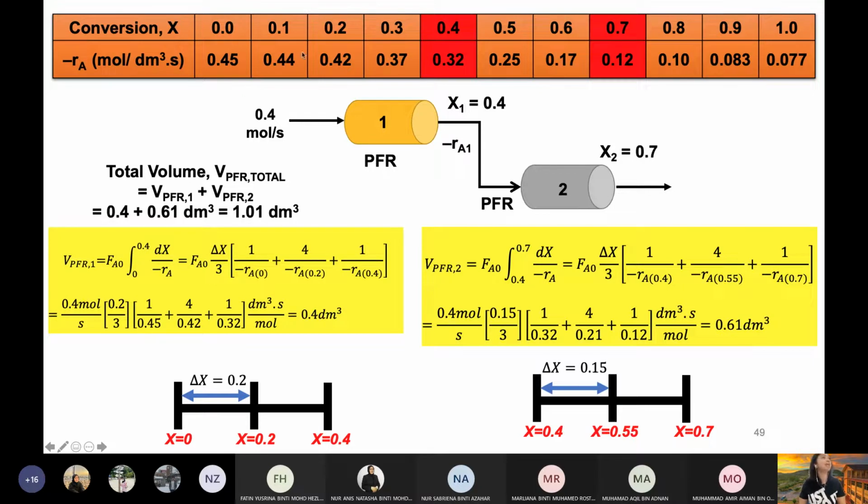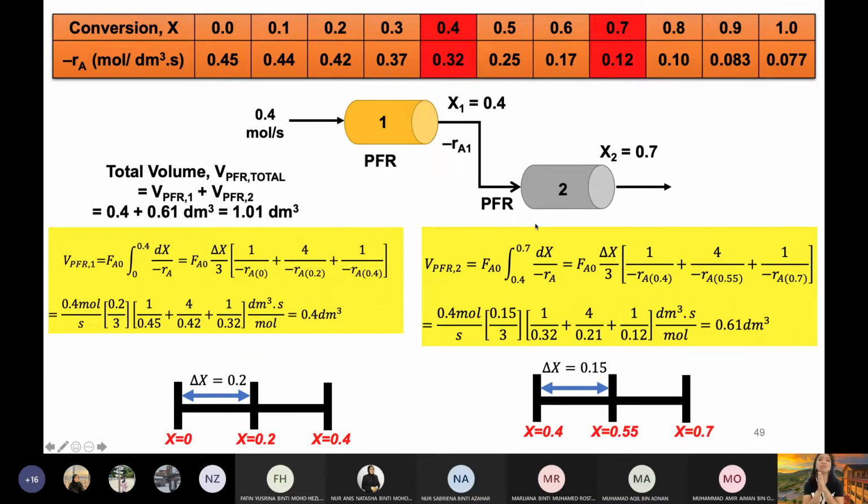Okay, then yang belakang, okay, when my X is 0, my minus RA is 0.45. When my X is 0.2, my minus RA is 0.42. When my X is 0.4, my minus RA is 0.32. So you calculate this, you formula, substitute into the formula, you get the volume of the first PFR as 0.4. Meaning, for a PFR, if I want to convert in my first reactor only 40%, the volume of the reactor that I need is actually 0.4 dm cube. Done for the first reactor. So we go to the second reactor.